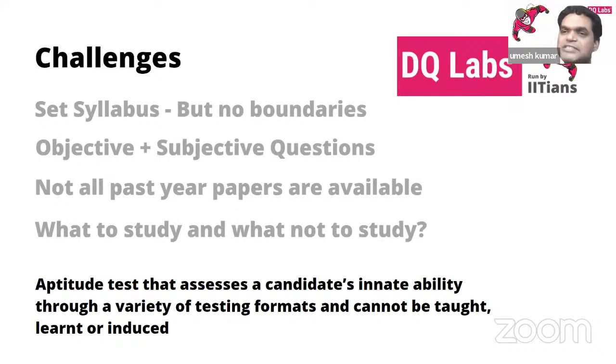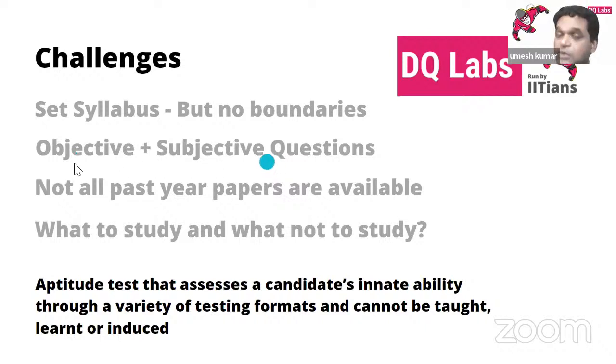For example, let's say general knowledge. General knowledge is so vast, there is no specified boundary to that. Similarly, they may say visual spatial ability. Again, there is no set boundary to that. So the first challenge is the syllabus itself. And the second challenge is that it is a combination of objective and subjective questions.